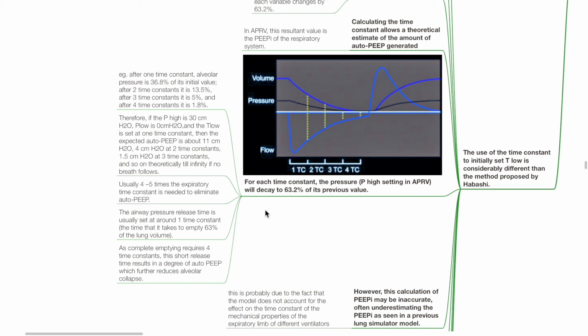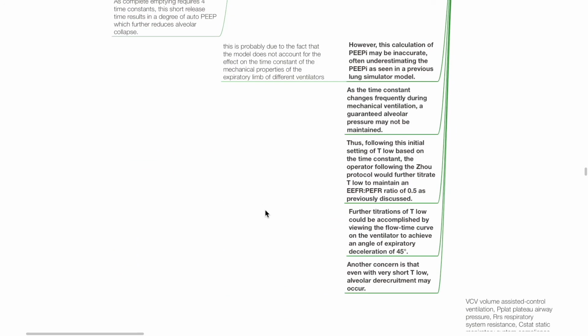The airway pressure release time is usually set at around 1 time constant. As complete emptying requires 4 time constants, this short release time results in a degree of auto-PEEP which further reduces alveolar collapse. However, this calculation of intrinsic PEEP may be inaccurate, often underestimating the intrinsic PEEP as seen in a previous lung simulator model. This is probably due to the fact that this model does not account for the effect of the time constant on the mechanical properties of the expiratory limb of different ventilators.